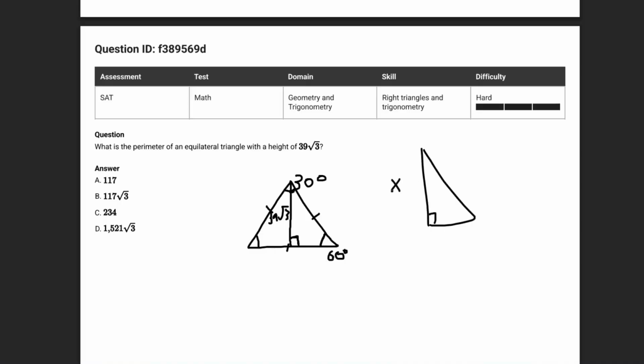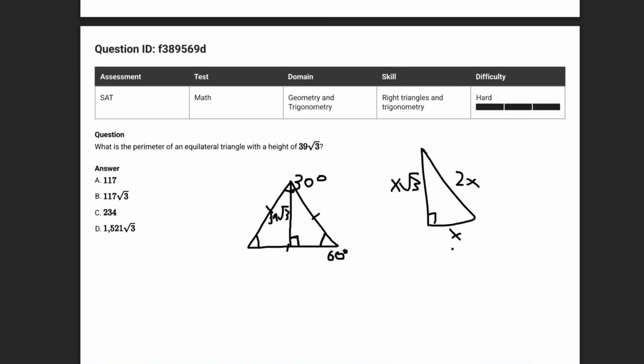This side is x square root 3. You get this on your formula sheet in the test, by the way. And this side is just x. This side is 2x. Hypotenuse is 2x. And if this side is x square root 3, and we know the height is 39 square root 3, we know x is 39, because you can just cross out the square root 3's in both, right?